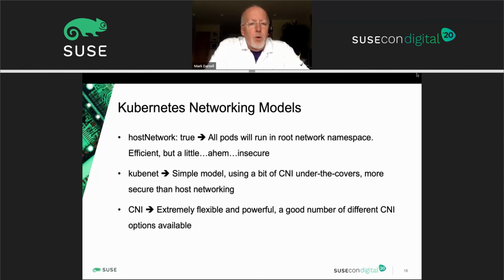The KubeNet model is what I would call the default. It's a simple model. It's using a little bit of CNI, which we'll explain momentarily. Under the covers, it's more secure than host networking, and that's a good thing. And then finally, there's a CNI model, and CNI is extremely powerful and flexible.